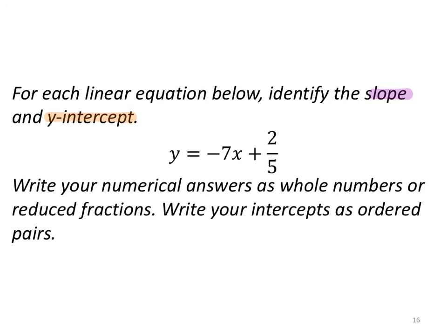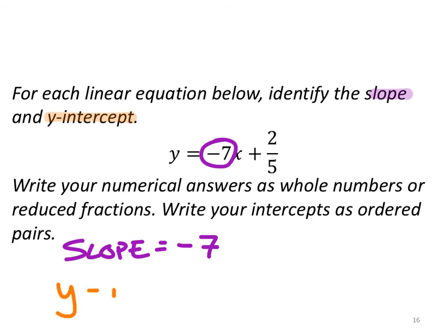Well, we can find them very quickly without any calculation at all. We just have to identify where they are in the equation, right? And the slope is the coefficient of x. It's the number being multiplied by x, which in this case is -7.